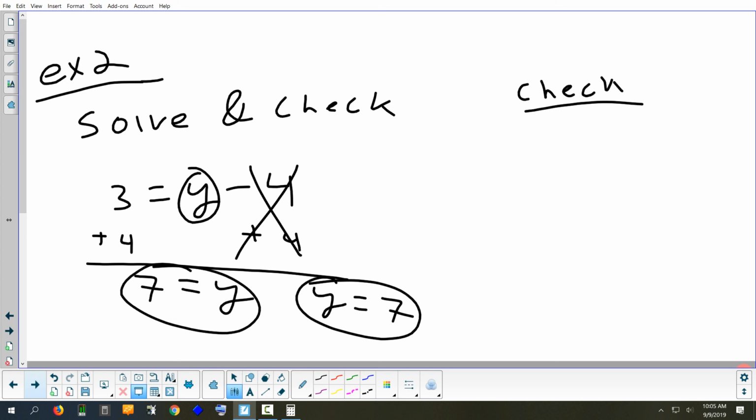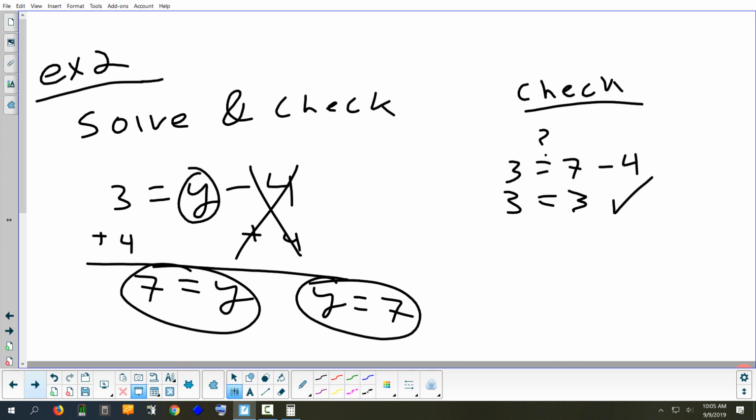Yes, is it Lily? Put a 7 where the Y is. What about everything else? Keep it the same. 3 equals 7 minus 4. You don't have to put a question mark, but when I'm checking, I do, because that's the question. Does what's on the left equal what's on the right? What's on the left? It's just 3. How about 7 minus 4? 3. Perfect. Okay, since we got the same number on both sides, that means it's right.